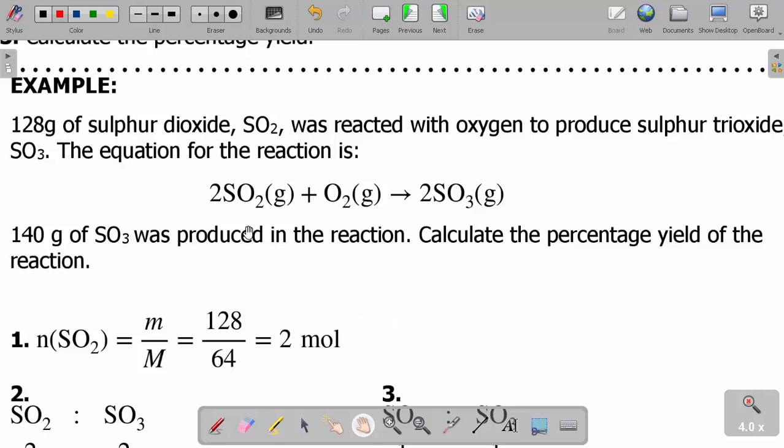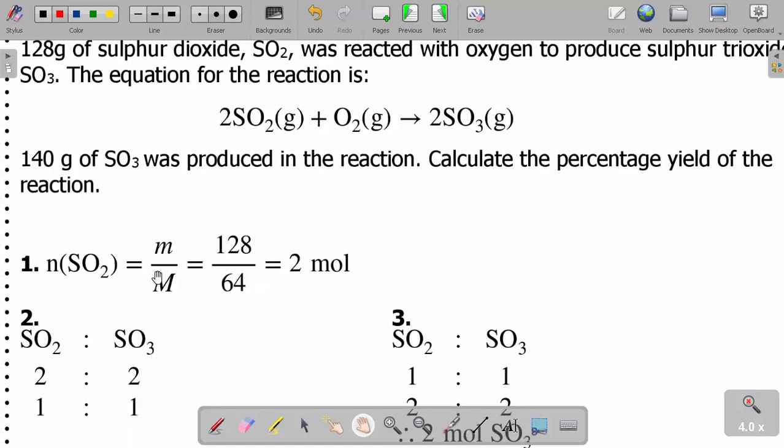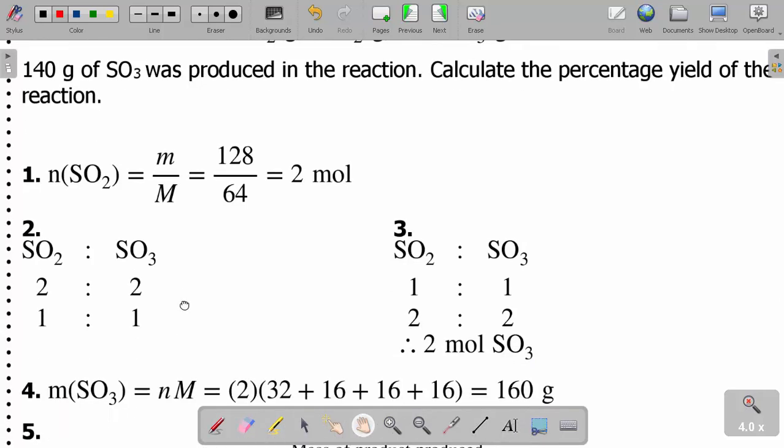Now, first of all, because we have the mass of sulfur dioxide, we use it to find the number of moles. That means mass over molar mass, that's 120/60, which is 2 moles. Now look at the mole ratio of the sulfur dioxide and the sulfur trioxide, which we are interested in. So the mole ratio is 2 to 2, same as saying 1 to 1, meaning that because we have these 2 moles of sulfur dioxide, we are expecting to get 2 moles of sulfur trioxide.